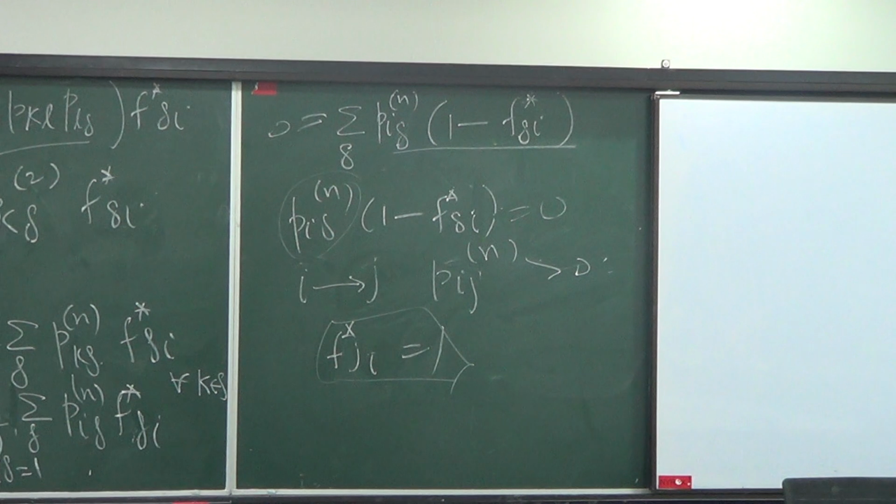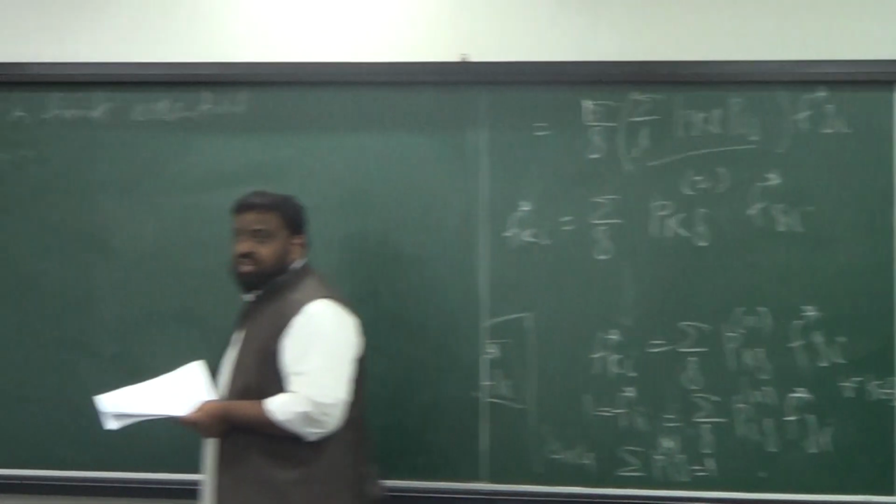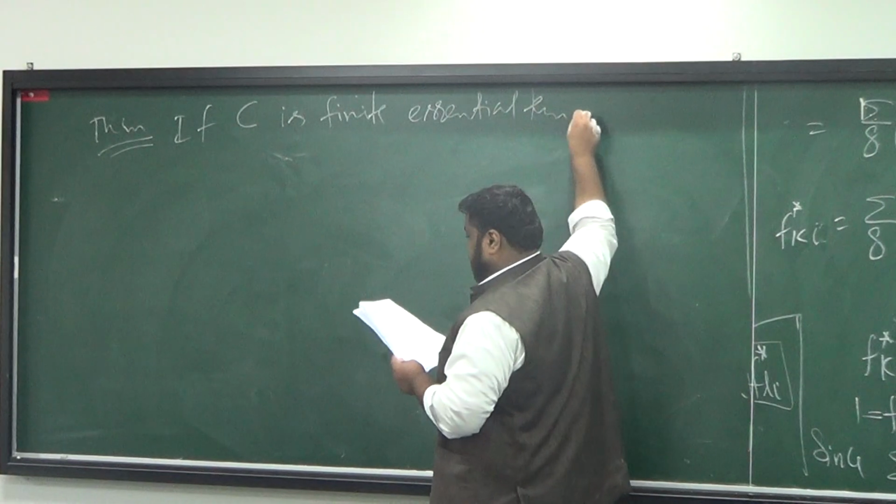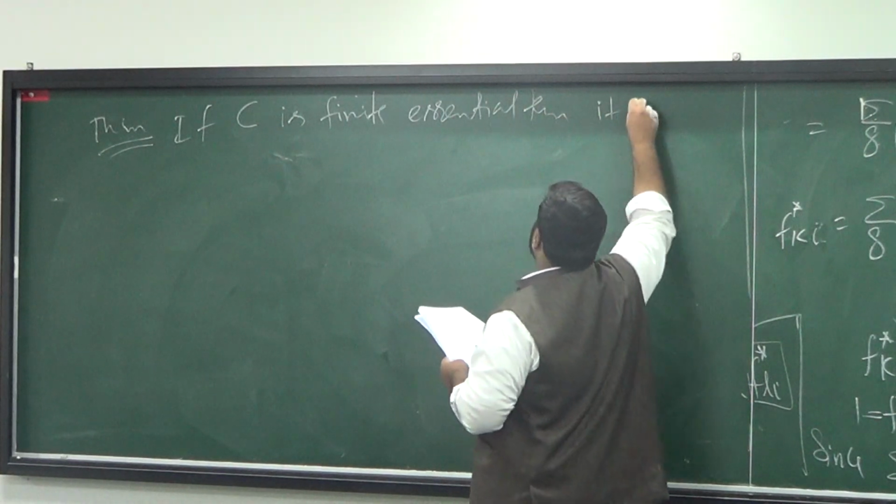So if you have a class in the Markov chain that is finite, and each of the states in this class is essential, then it is recurrent. Simple as that.